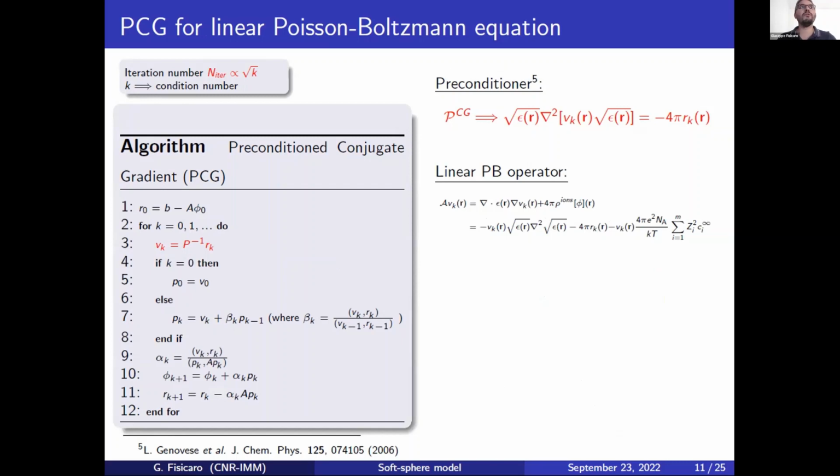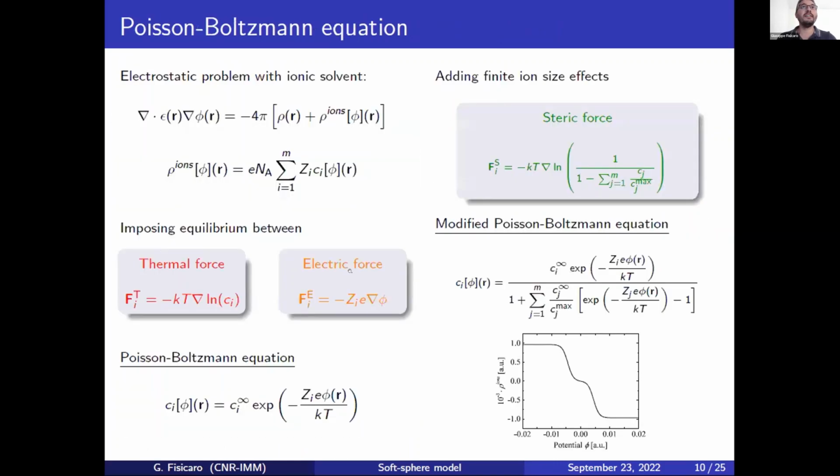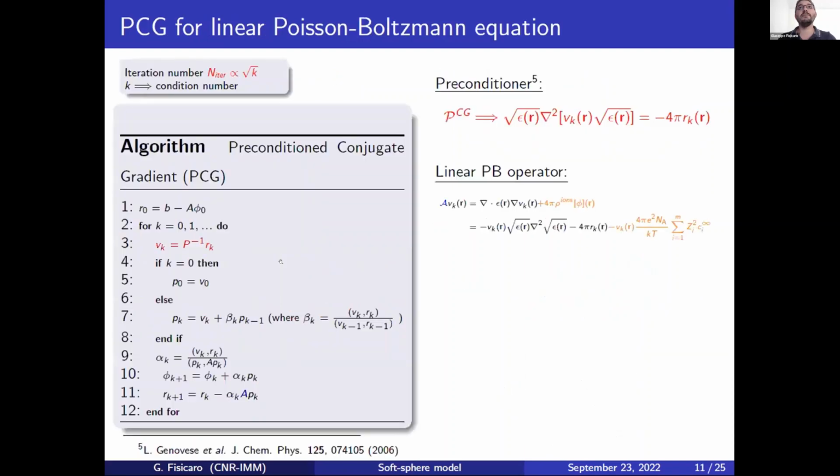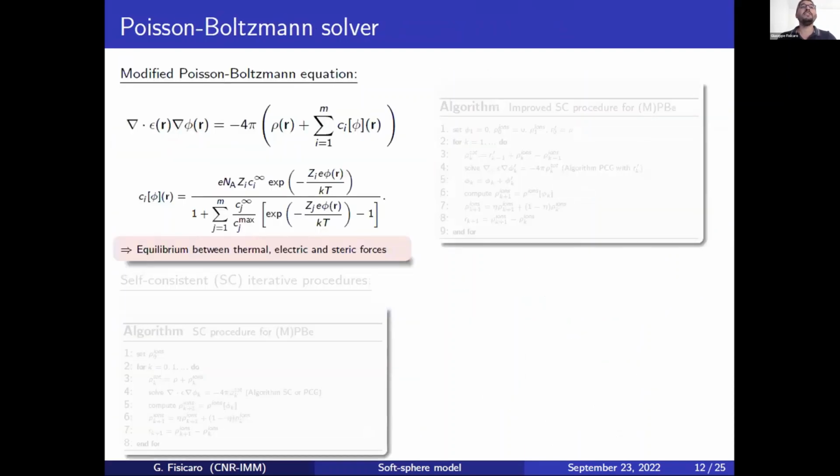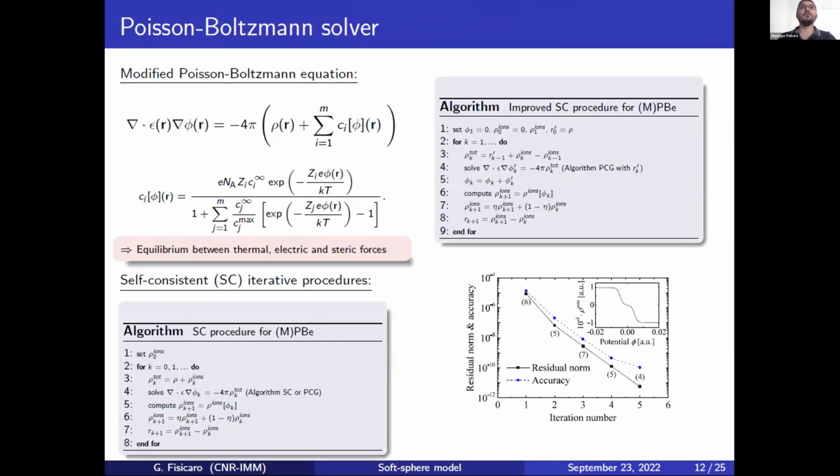We don't need to solve the full Poisson-Boltzmann or the modified Poisson-Boltzmann, because the electric energy is lower than the thermal energy in this case. And this is a solver for the modified Poisson-Boltzmann. Again, we have a good accuracy. We solve the problem in some 5 iterations.